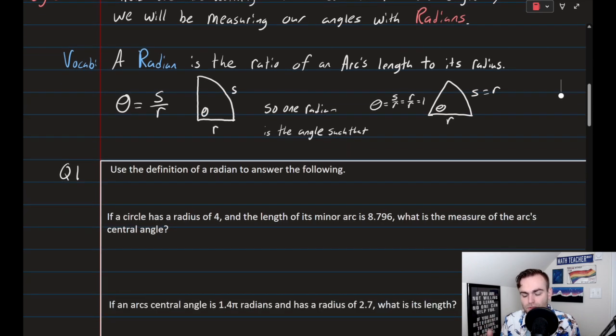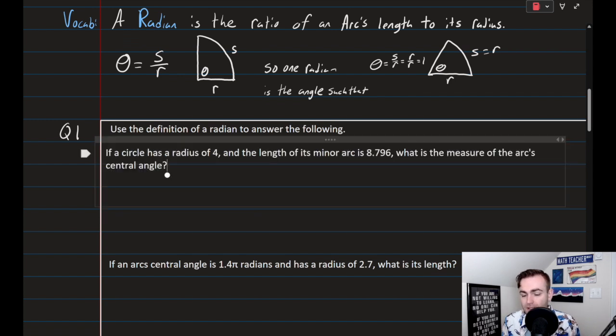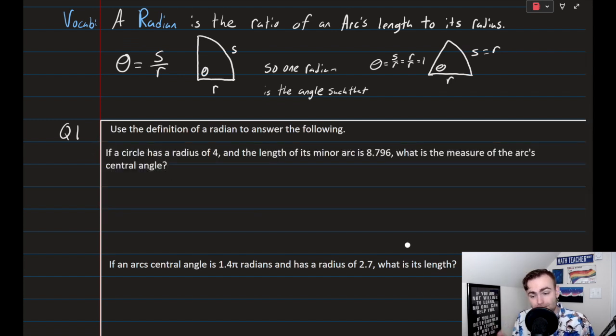So let's use our definition of a radian to answer some questions. Perfect. If a circle has a radius of 4, so r equals 4, and the length of its minor arc, a very complicated way of saying the part of the circumference we're dealing with, is 8.796, what's the measure of the central angle? What's the measure of the angle?